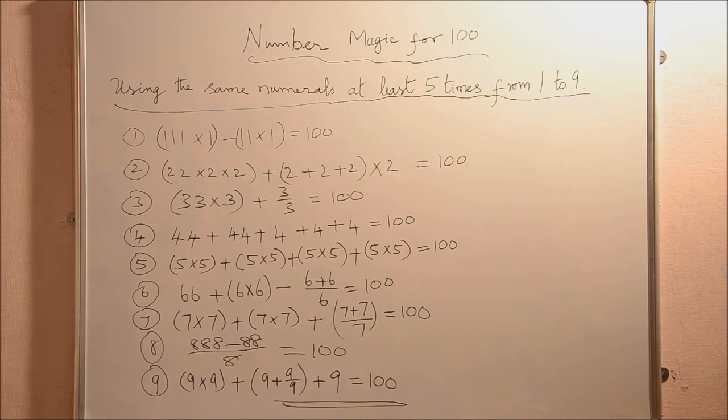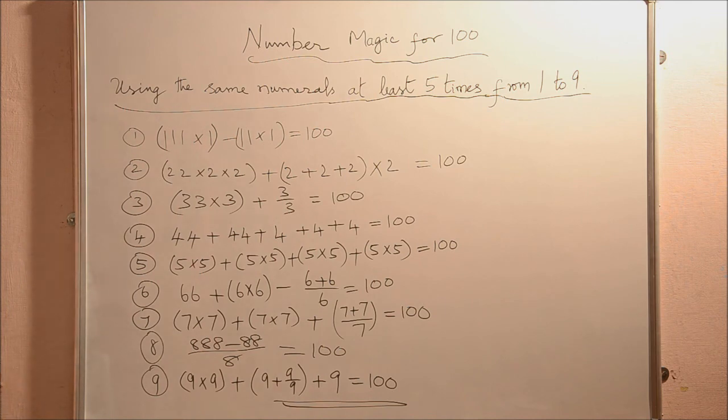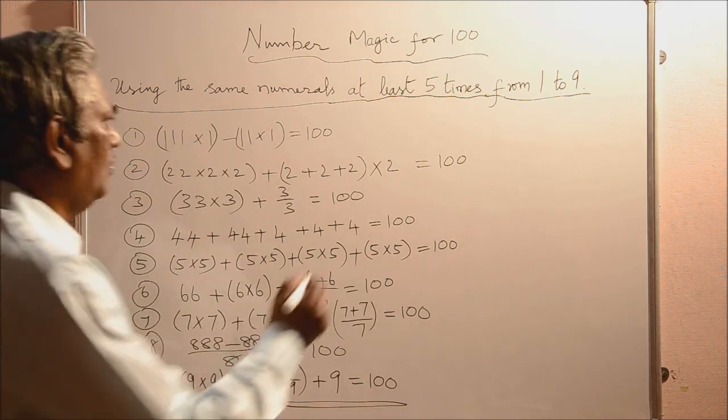Now, these are not the only solutions. We have got many solutions for these things. Now consider this example, the 8th one. I have written 888 minus 88 by 8 equal to 100. Let us do the same thing, taking 1 and some other number. See, I am using 1 now.